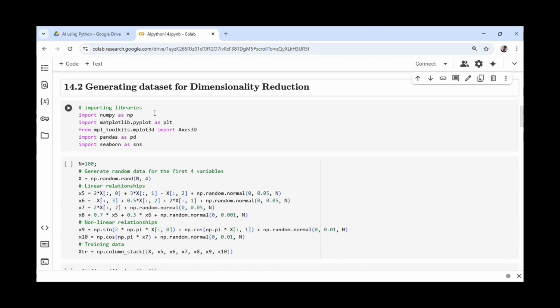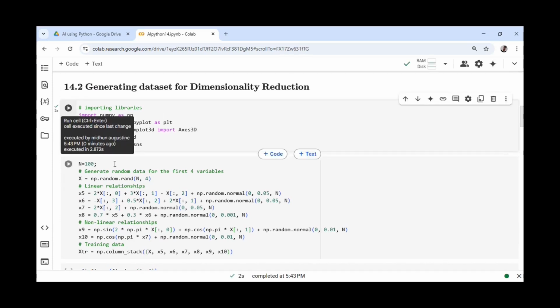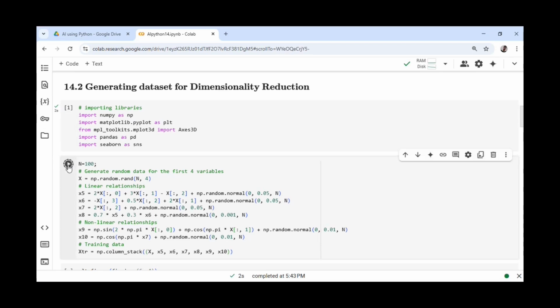Here we will be generating the data set which will be later used for dimensionality reduction. So here we are considering a data set which consists of 100 samples and 10 variables. And we will generate the data set in such a way that there are some linear and nonlinear relationships amongst the variables in the data set.